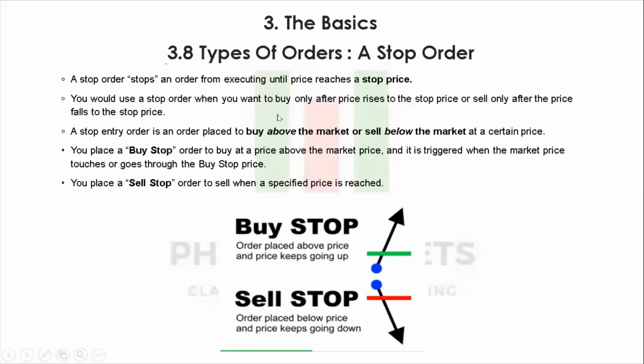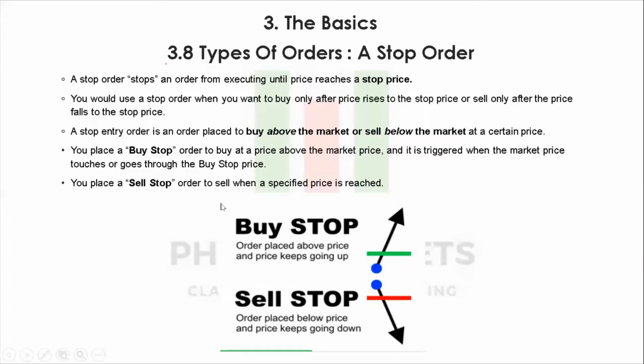The next type of order we have is a buy stop. Now a stop order is usually an order that is executed once price reaches the stop price. So you would use a buy stop only when you want to buy after the price rises to a certain point, and you would use a sell stop only when the market falls to a certain point. A buy stop goes above the current market price, and a sell stop goes below the current market price.